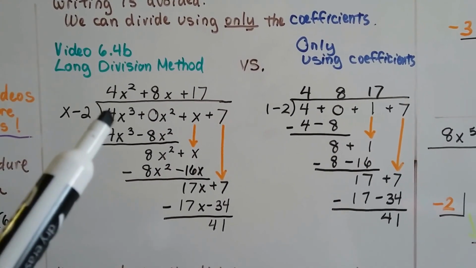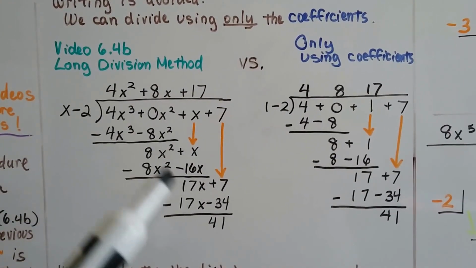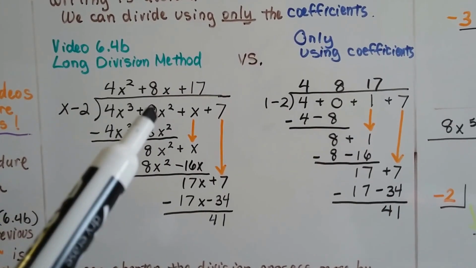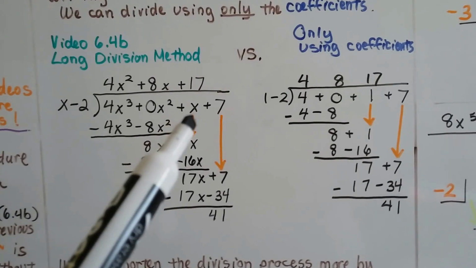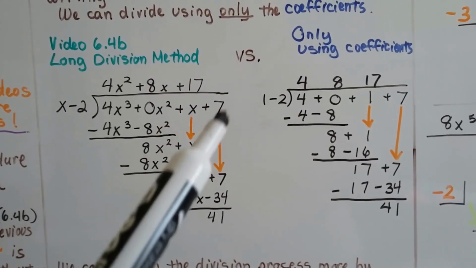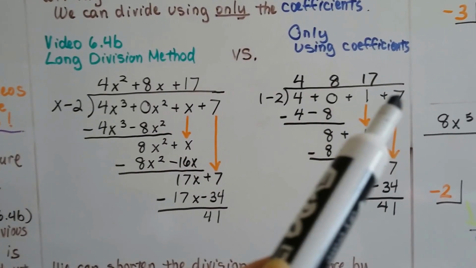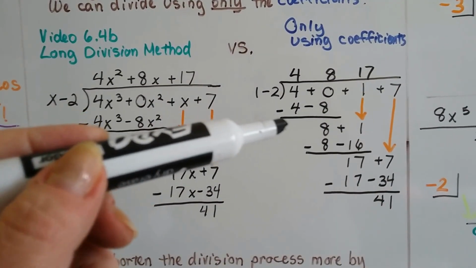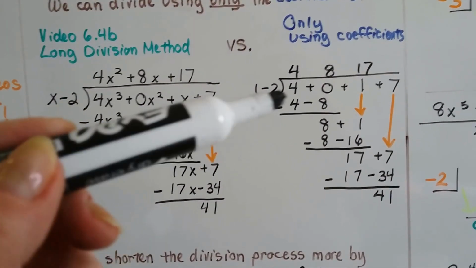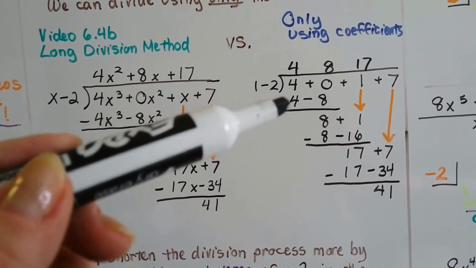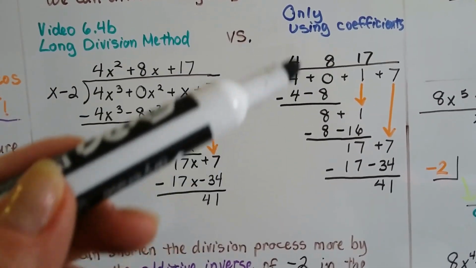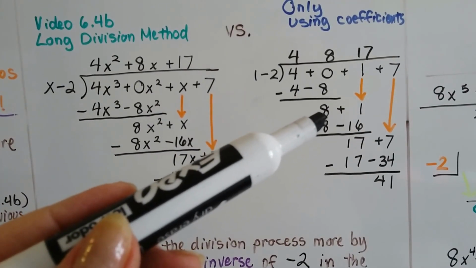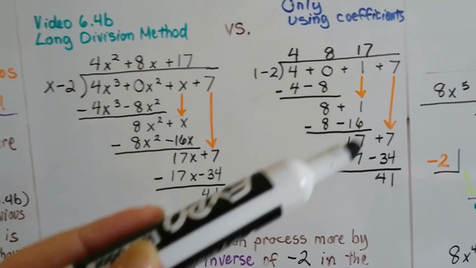So what we're going to do is keep that placeholder, that 0, but pull out all the variables. So now we've got a 4, a 0, a 1, because that's our buddy the invisible 1, isn't it? And a 7. And we're going to write them here. And what we do is we just slowly say 1 times what is 4? 4. We put it there. 4 times a negative 2 is a negative 8. We do our subtraction and get 8. And we bring down the 1.